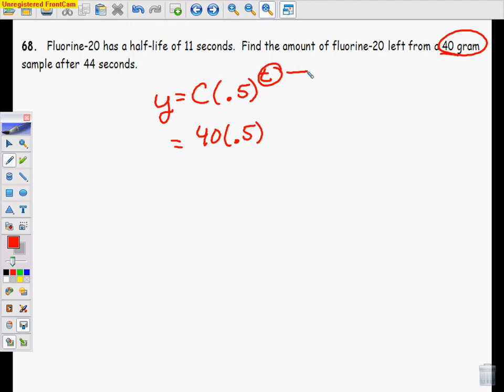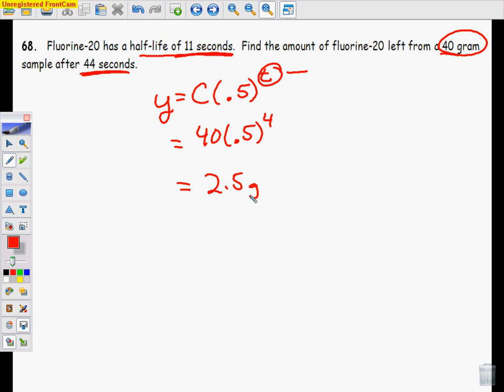Fluorine has a half-life of 11 seconds. We want to know how much is left after 44 seconds. So how many times does 11 seconds go into 44? Well, that's 4 times. There are 4 half-lives that go into 44 seconds. So we have 40 times 0.5 to the fourth, and we'll be left with 2.5 grams.